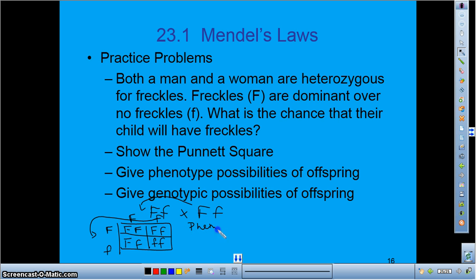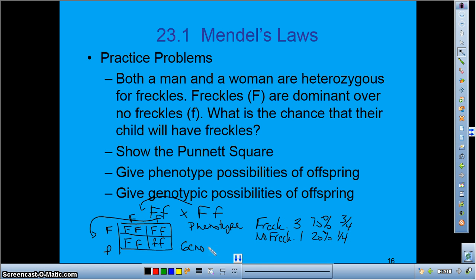So I do the phenotype ratio first. I write down phenotype or just pheno. So I have to identify what they look like. We know that one big F will give you freckles. So we have freckles, freckles, freckles, and freckles, abbreviated 3, and no freckles 1. You can look at that as 75% to 25%. You can do 3/4 to 1/4. It doesn't really make any difference.